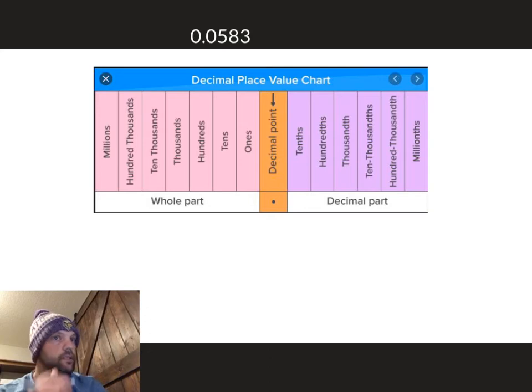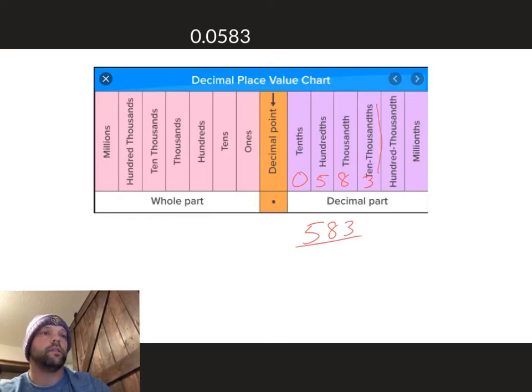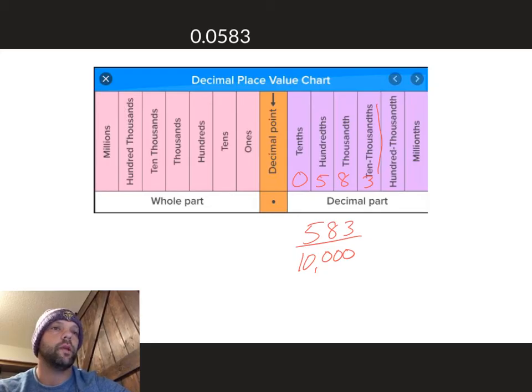Looking at this next example, I have 583 10,000ths. So again, I'm going to fill it in on my chart with where it should be, and then I write what my top number is, so it's 583, and then I see that it's listed under 10 thousandths, so I'd write over 10,000. Okay, and it can't be simplified down any farther there, so that's what my answer is.